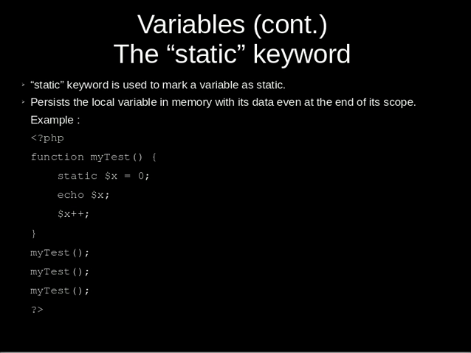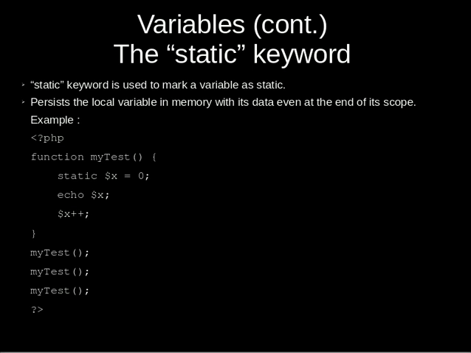The static keyword. The static keyword is used to mark a variable as static. It persists the local variable in memory with its data even at the end of its scope. So in the example below, we define a function myTest and we assign a static variable $x a value of 0. We echo $x and then increment it by using the increment operator, that is $x++.